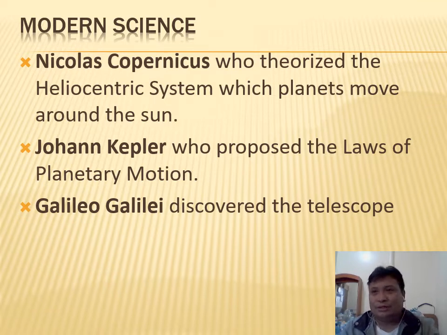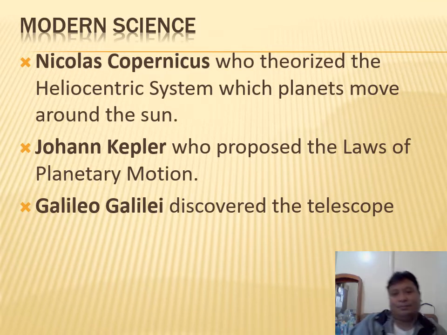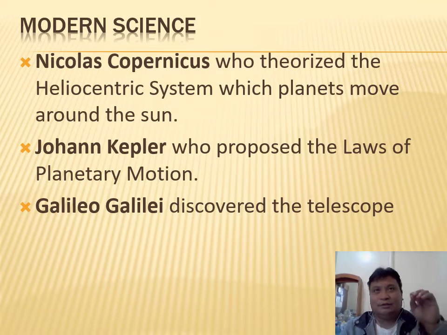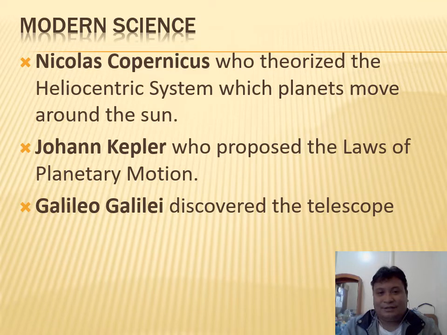So, what is the basic law of planetary motion? According to Johann Kepler, the laws of planetary motion explain that the planets that are closer to the Sun are those that revolve faster than those planets that are farther away from the Sun. That is the law of planetary motion.